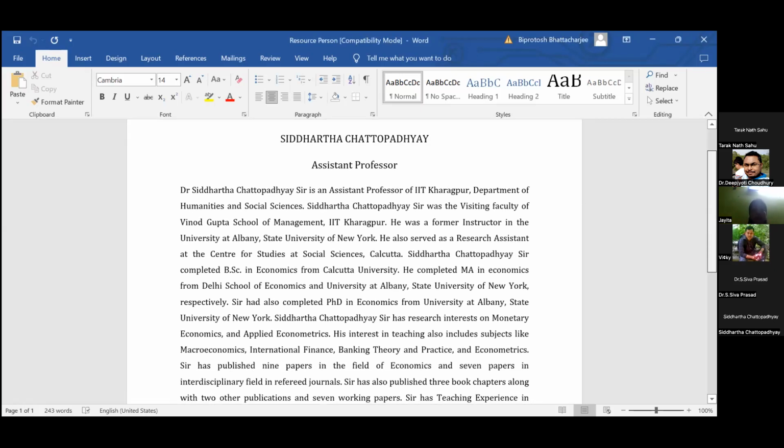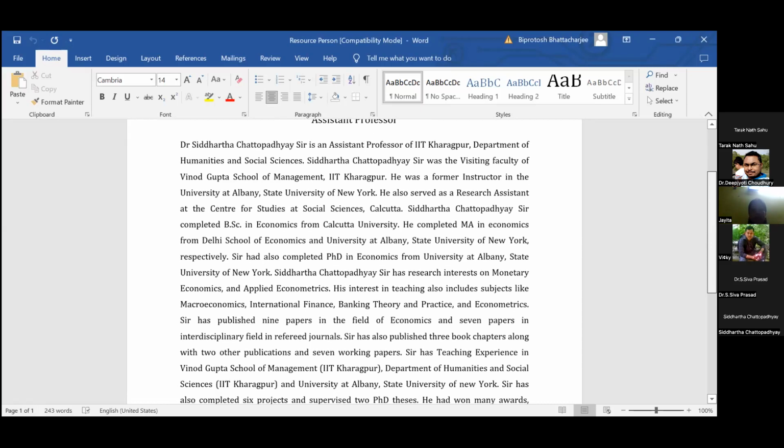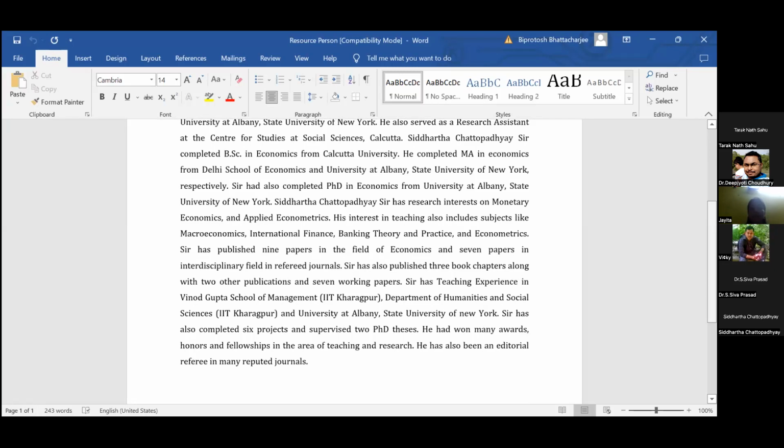Sir has published 9 papers in the field of economics and 7 papers in the interdisciplinary field in refereed journals. Sir has also published 3 book chapters along with 2 other publications and 7 working papers. Sir has teaching experience at Binod Gupta School of Management, IIT Kharagpur, Department of Humanities and Social Science, IIT Kharagpur, and University at Albany, State University of New York. Sir has also completed 6 projects and supervised 2 PhD theses. He has won many awards, honors, and fellowships in teaching and research. He has also been an editorial referee in many reputed journals.